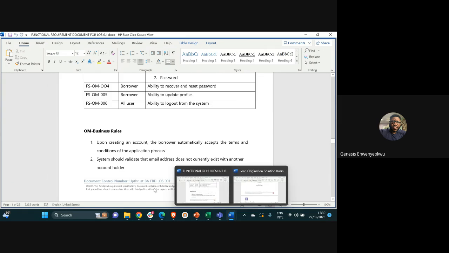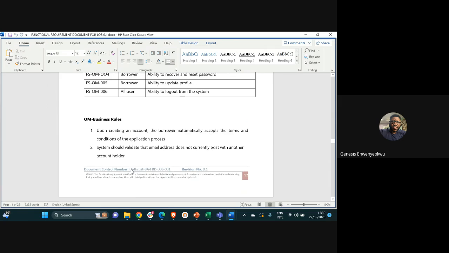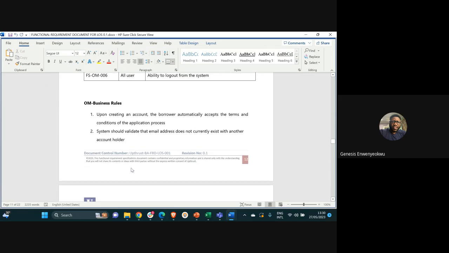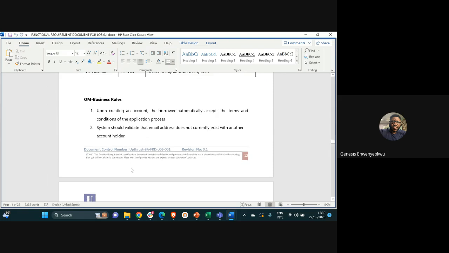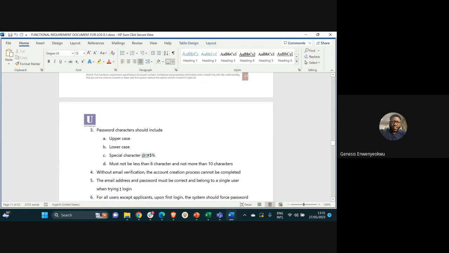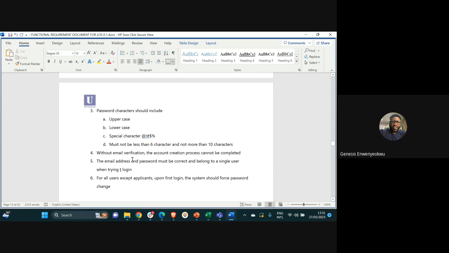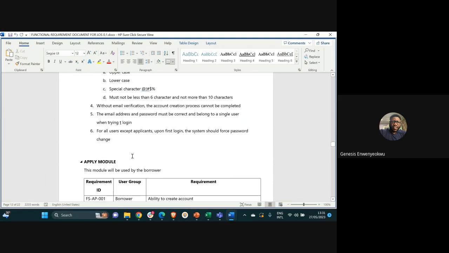Then you come over to state the business rules. Business rules are like acceptance criteria. What we use to evaluate the requirements, what we're going to use to test the requirements you have just written. So upon creating an account, the borrower automatically accepts our terms and conditions. Password characters should include uppercase, lowercase, special characters, and must not be less than 6 characters and not more than 10 characters. So you explain all of these requirements for each of the modules.